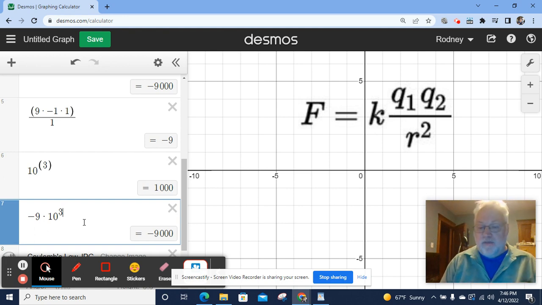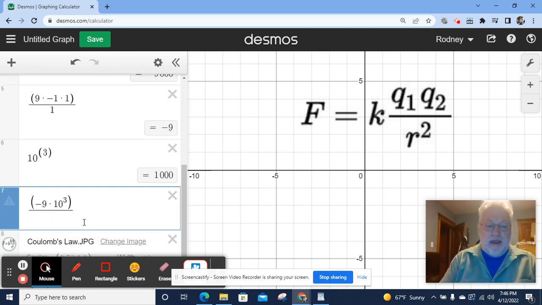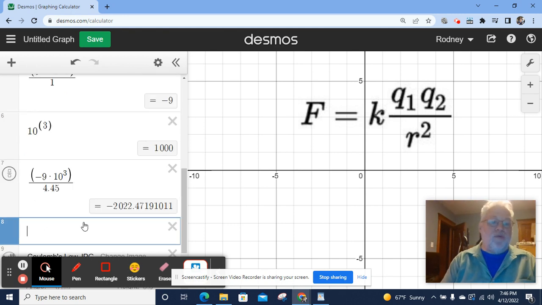And if we wanted to find out what that was in pounds, we divide that whole thing by 4.45. Okay, and we get 2,022 pounds of force attracting an electron and a proton towards each other. That's a lot of force.